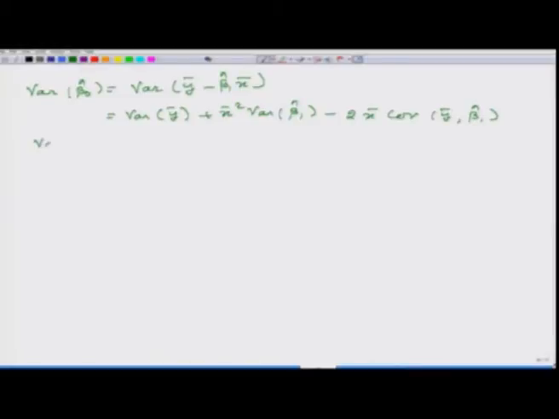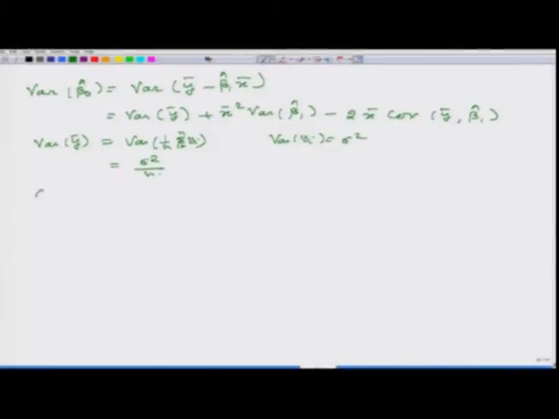So what about variance of y bar? We have assumed that each observation yi has got the variance sigma square. So this becomes variance of 1 over n summation i goes from 1 to n yi, and this is pure sigma square by n, right.